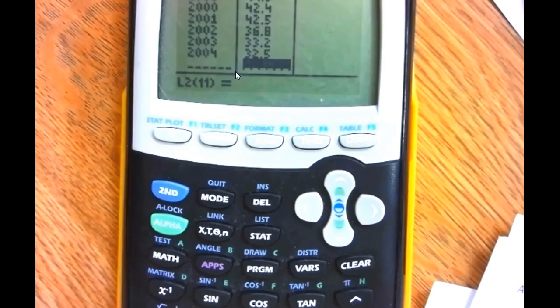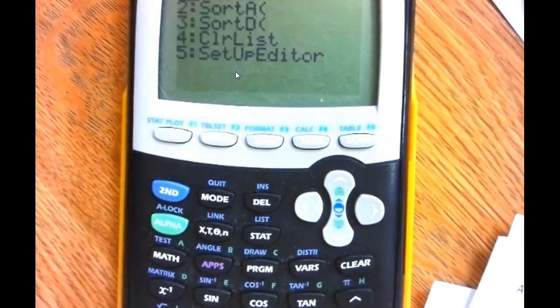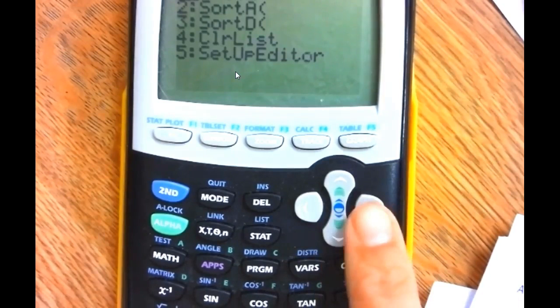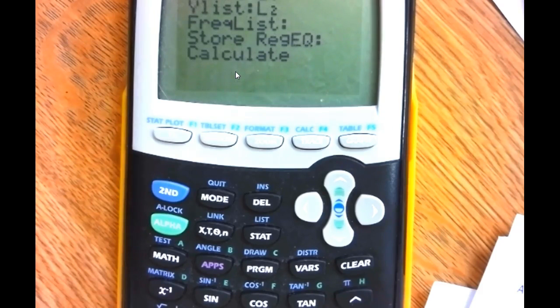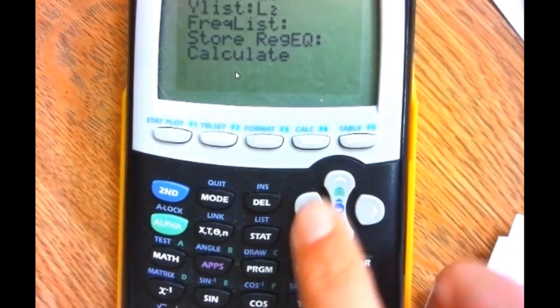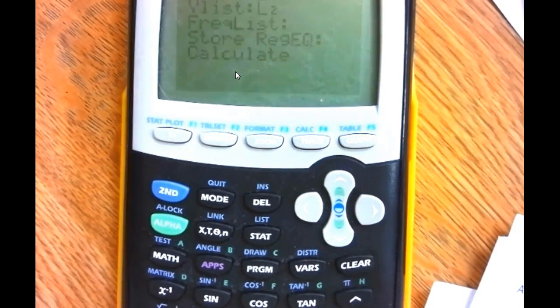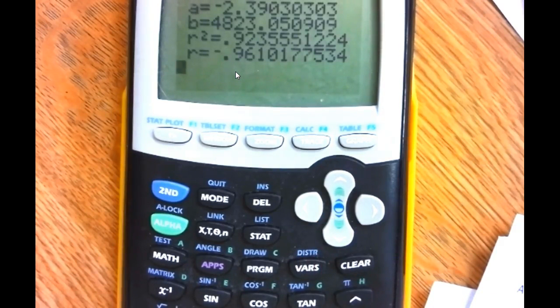Okay, everybody good? Okay, let's hit Stat. Arrow to Calc. Go down to 4. And then on your screens, you hit Enter. If you have the newer one, you hit Calculate. And did we get that data?